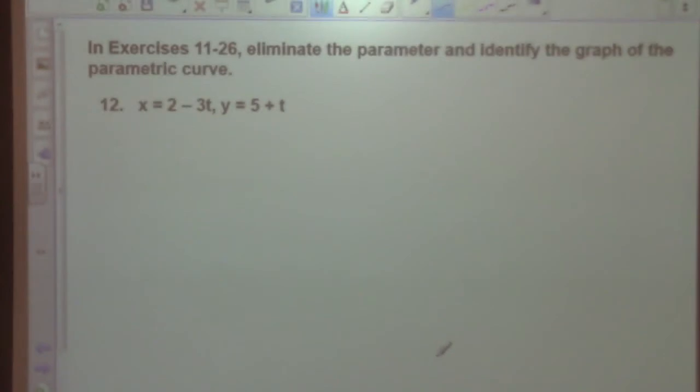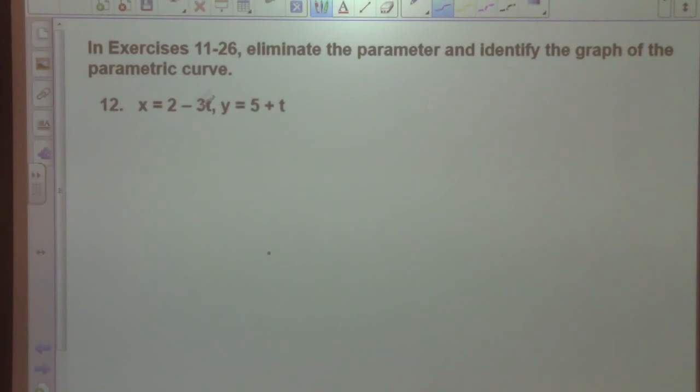What have you done on this so far? All of it but the graphing. Okay, let's just tell what you got, then we'll graph. Thank you. Good work. So I rewrote the x equals 2 minus 3t. And then subtract the 2 from both sides. Subtract 2 from both sides, okay.